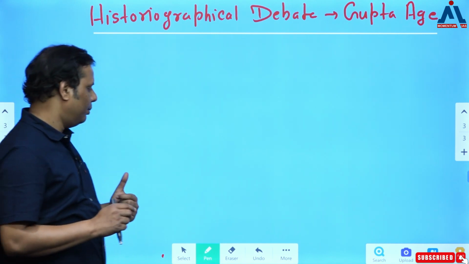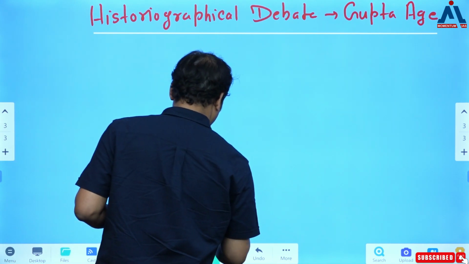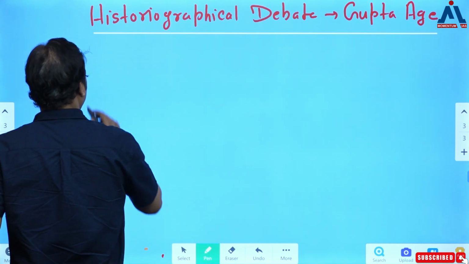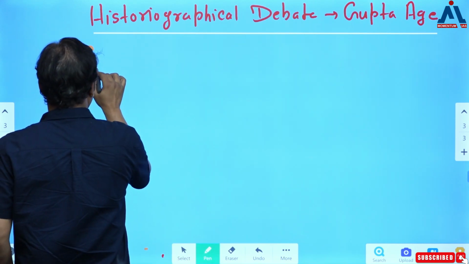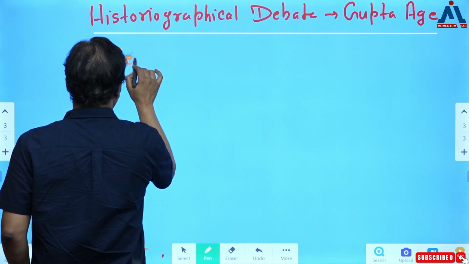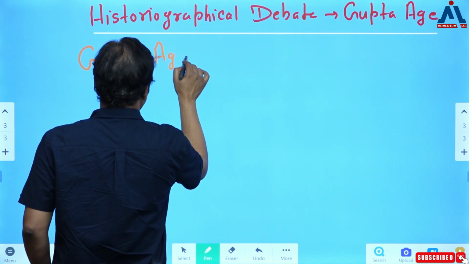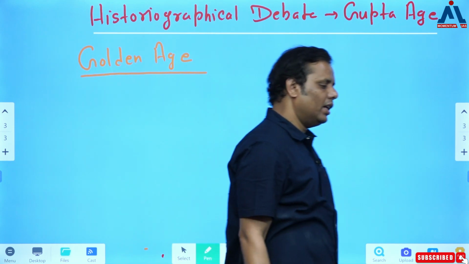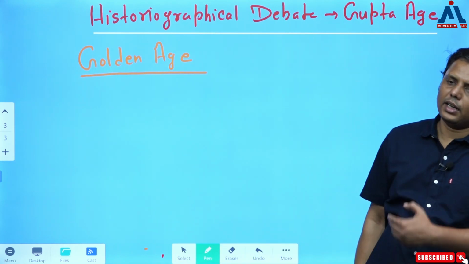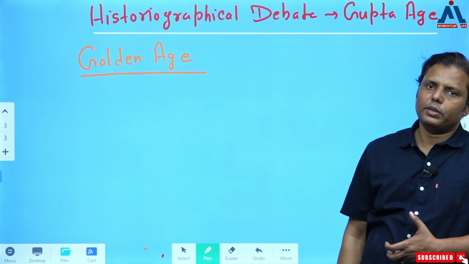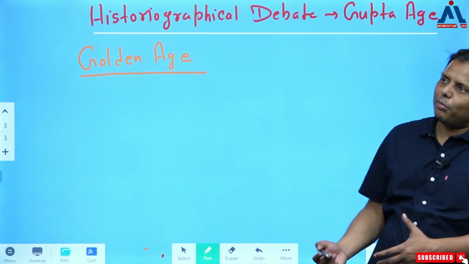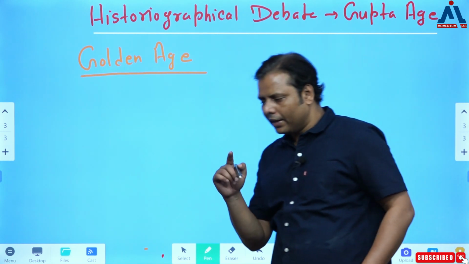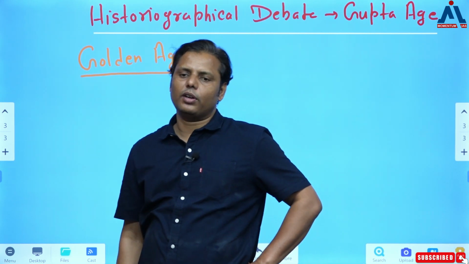So the first debate that I'm going to pick up here is that famous debate, that famous discussion regarding this golden age. So first we need to understand how this particular concept even appears, that Gupta age was the golden age. And in fact, this is one mistake that you mostly commit in your answer writing.